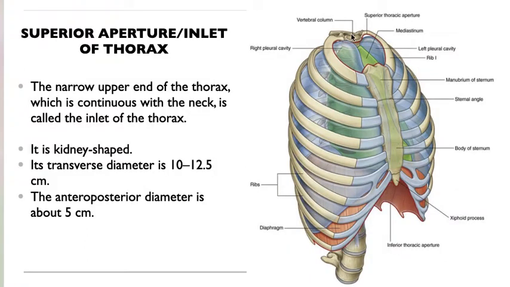Coming to the superior aperture or the inlet of the thorax, it is the narrow upper end of the thorax which is continuous with the neck above, and this is called the inlet of the thorax. Roughly kidney shaped, the transverse diameter is 10 to 12.5 centimeter and the anteroposterior diameter about 5 centimeter.